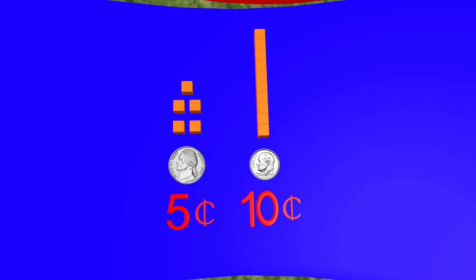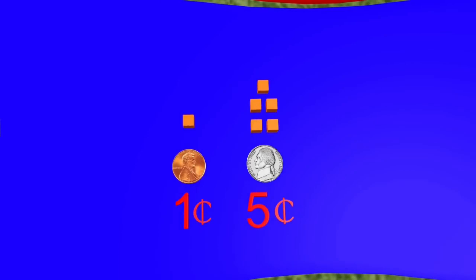Which coin is worth more here, the nickel or the dime? The dime is worth more. Good job. The dime is worth 10 cents and the nickel is worth 5 cents. 10 is more than 5. Let's look at one more. Here we have the penny and the nickel. Which coin is worth more? Good job! The nickel is worth more than the penny. The penny is worth 1 cent and the nickel is worth 5 cents.